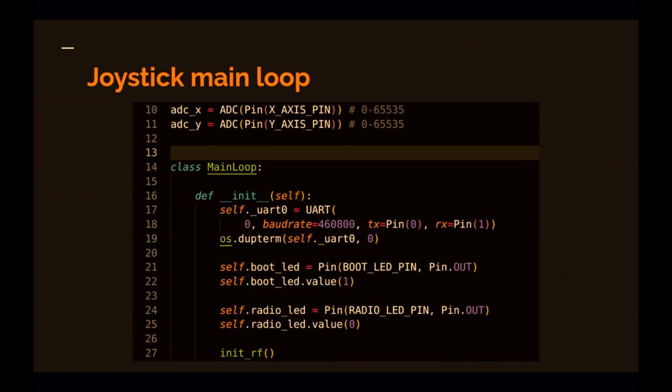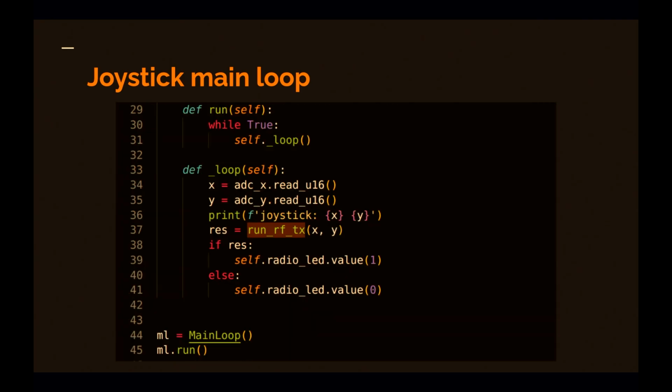The joystick part. The joystick code is super short. First, we need to create 2 instances for 2 ADC channels. We also have 2 LEDs mounted on the PCB, one to indicate that our code booted up successfully, and the second LED shows that we are actually doing something successfully with receiving or transmitting the data. It's called the radio LED. And the loop is several lines. We just read the ADC values, then we send them to the driver, and we indicate the result with the radio LED.